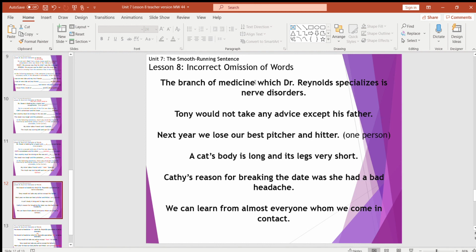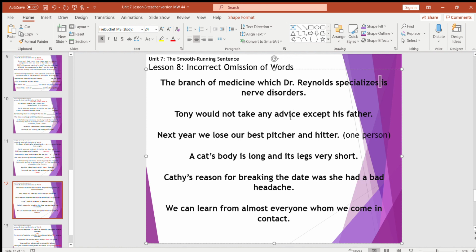Now you can put it in one of two places if you want. The old-fashioned rule is the branch of medicine in which Dr. Reynolds specializes is nerve disorders, but modern day you can put it at the end if you want. Which Dr. Reynolds specializes in is nerve disorders, so you can put it after specializes actually. But your choice, either or, as long as you include the word in.